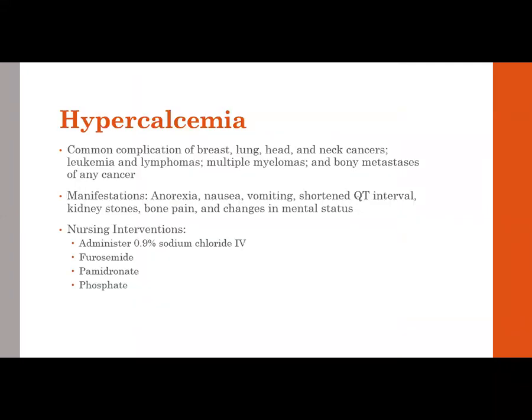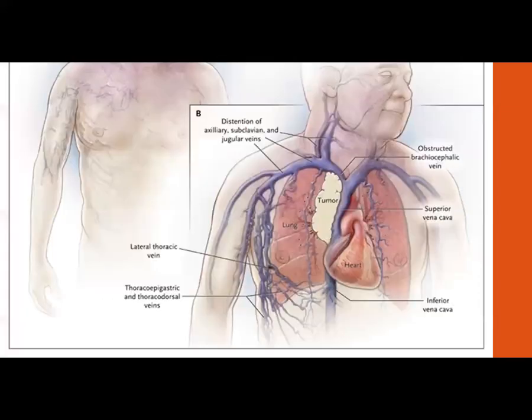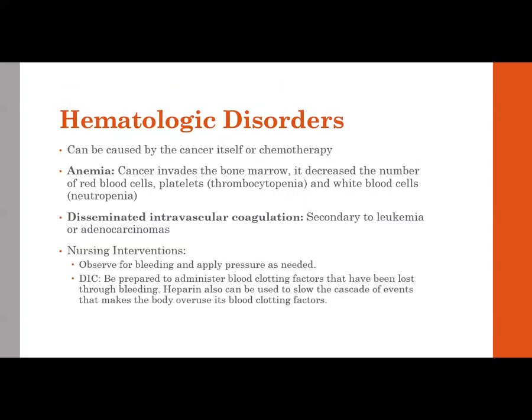Hypercalcemia is a common complication of breast, lung, head, and neck cancers, as well as leukemia, lymphomas, multiple myeloma, and bony metastasis of any cancer. Some of your manifestations can include anorexia, nausea, vomiting, shortened QT intervals, kidney stones, bone pain, and changes in your mental status. For their interventions, you want to make sure you're administering 0.9% sodium chloride, furosemide, pamidronate, and phosphate. We talked about that one.